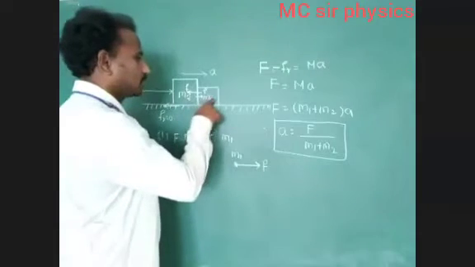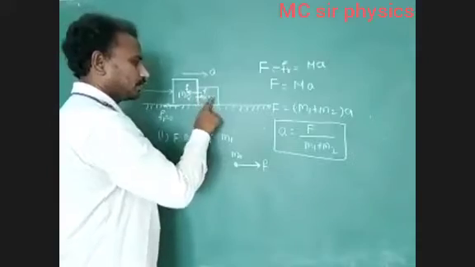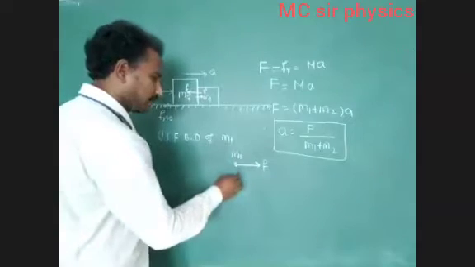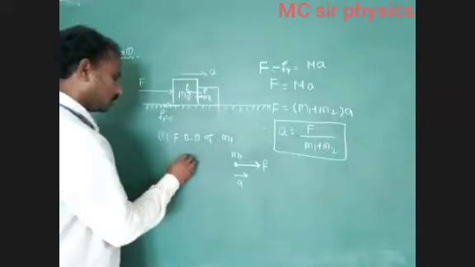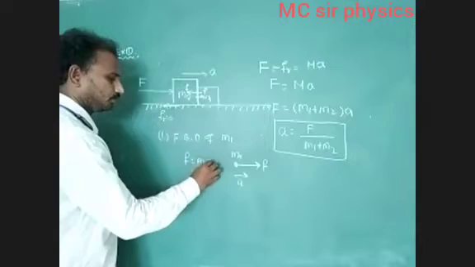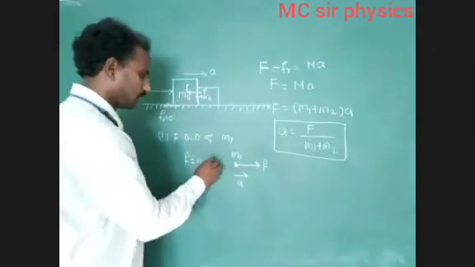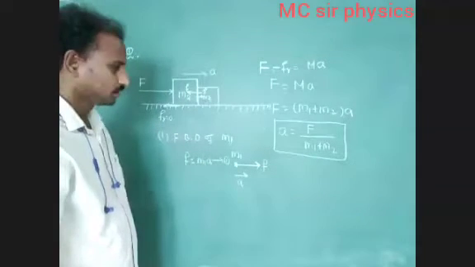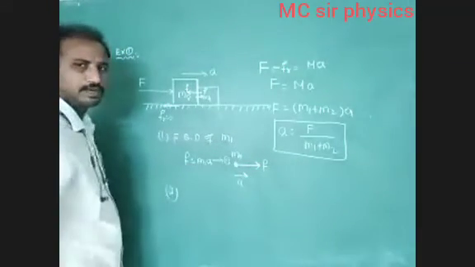What is the acceleration of M1? Total acceleration of the system is A, and the acceleration of M1 is the same. Now represent that acceleration of the M1 body as A. Now write the contact force: F equal to M1 into A. This is equation number 1.